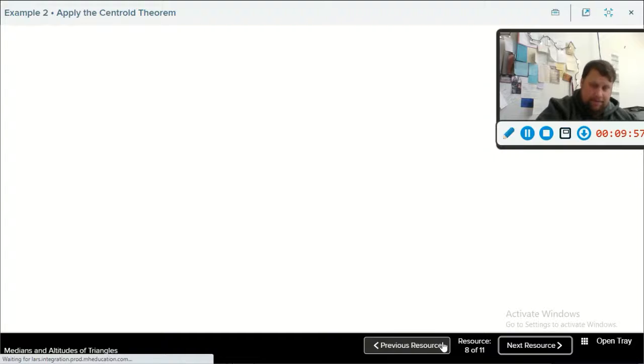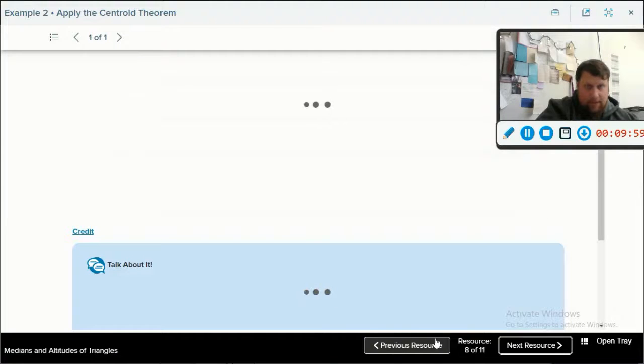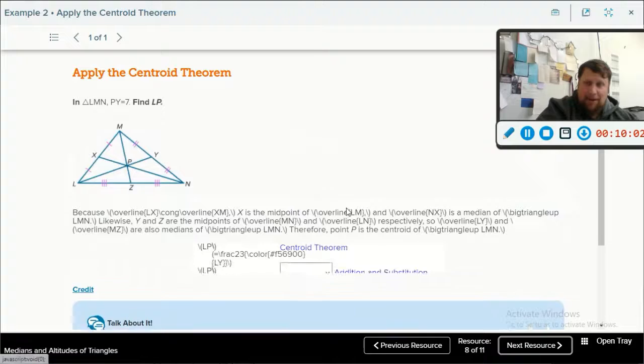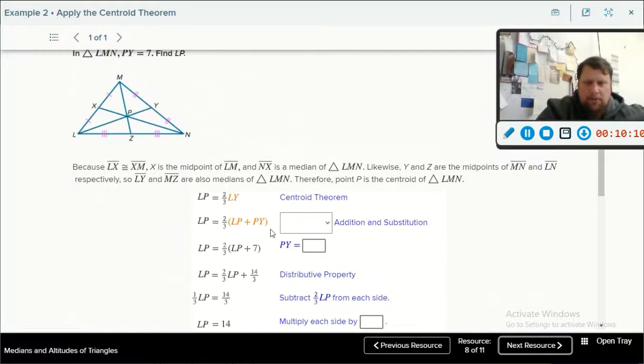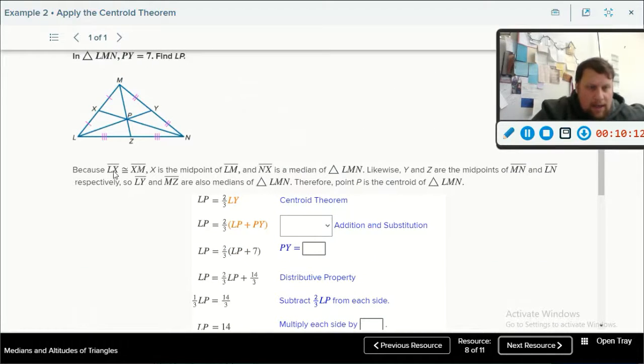Lots of triangle properties. It's really kind of amazing if you think about it, how many different properties triangles have. Now we're going to apply the centroid theorem, and I want you to see problems like this, because they're just little mini proofs almost. Because LX is congruent to XM, we know that's the midpoint, right? That means NX is the median of triangle LMN.